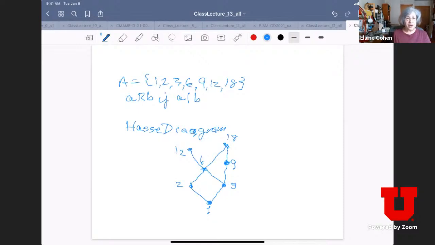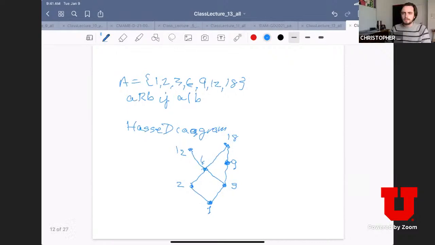So tell me, what would the Hasse diagram for a total order look like? Remember, a total order is one in which every 2 elements are related. And it's antisymmetric. Would it just be a straight line? Well, yeah, it would look like this, kind of, and so forth.